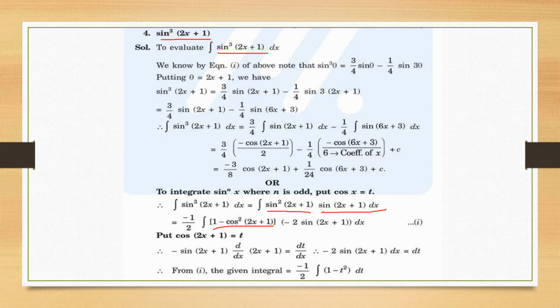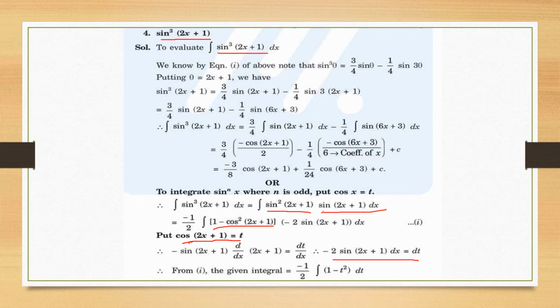Here it was multiplied and divided by 2, so it is not required to remember like this. You will just get it when you put cos 2x plus 1 as t. So it becomes minus sine 2x plus 1 dx equal to dt, right? So your integral becomes minus half, and this is 1 minus t square dt, which can be integrated as t minus t cube by 3 plus c, okay? And then you can re-put the value of t and get the answer.